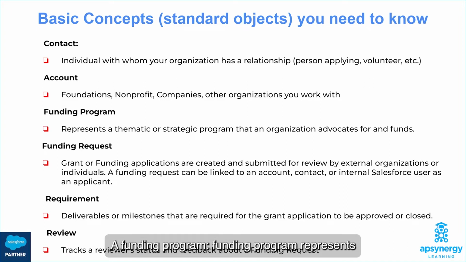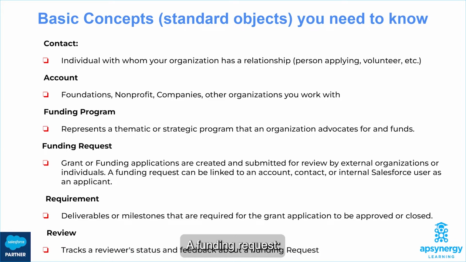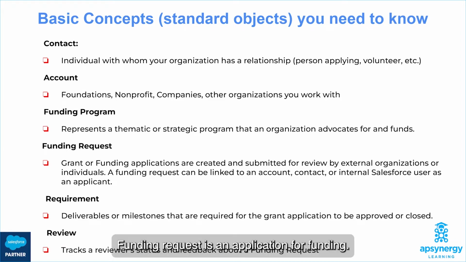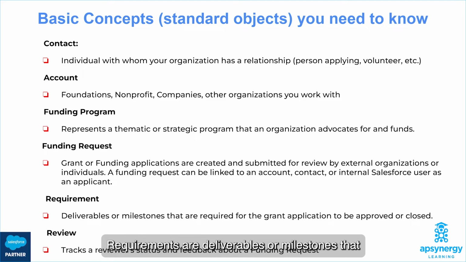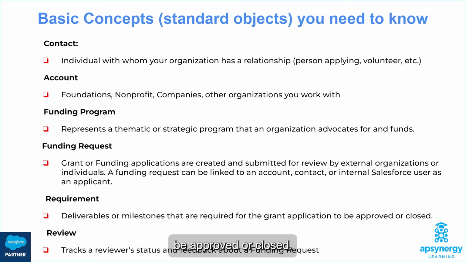A funding program. A funding program represents a strategic program that an organization is championing and providing funding for. A funding request. A funding request is an application for funding. Requirements. Requirements are deliverables or milestones that are needed for the funding request to either be approved or closed. Reviews. A review tracks a reviewer's status and feedback about a funding request.